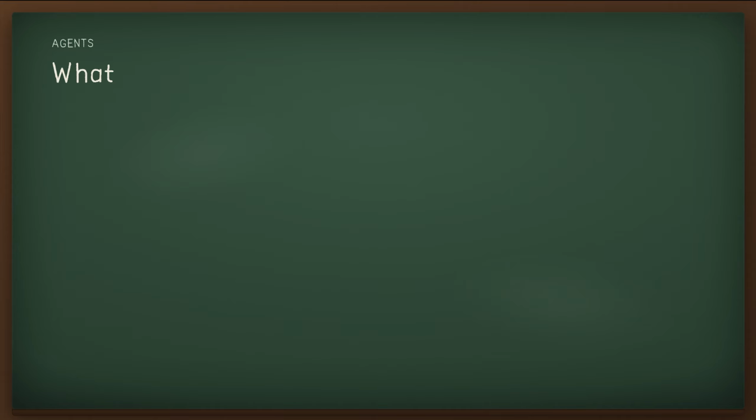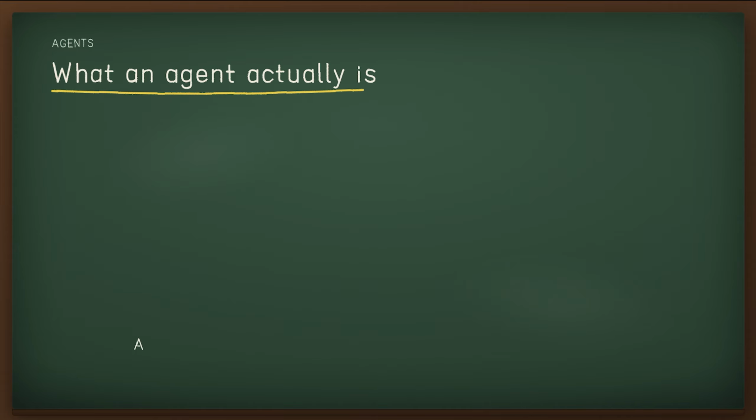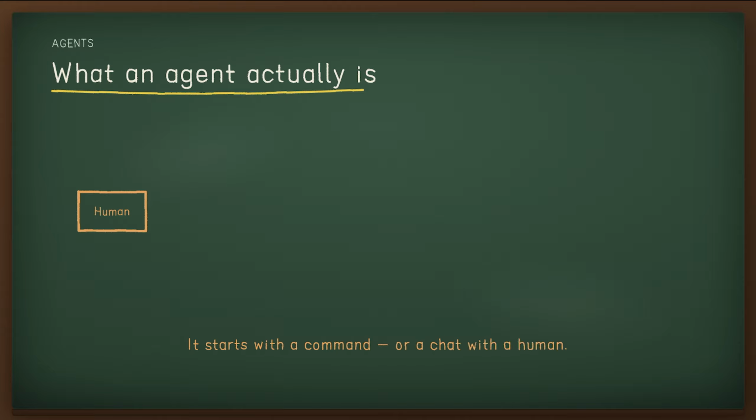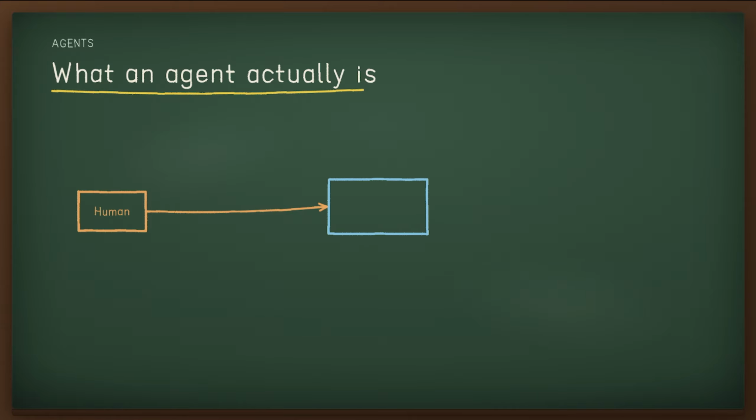Which brings us to agents. They're reaching production now because models got good at what matters: understanding complex inputs, reasoning and planning, using tools reliably, and recovering from errors. An agent starts with a command or a conversation with a human. Once the task is clear, it plans and works independently, returning to the human for information or judgment when needed.